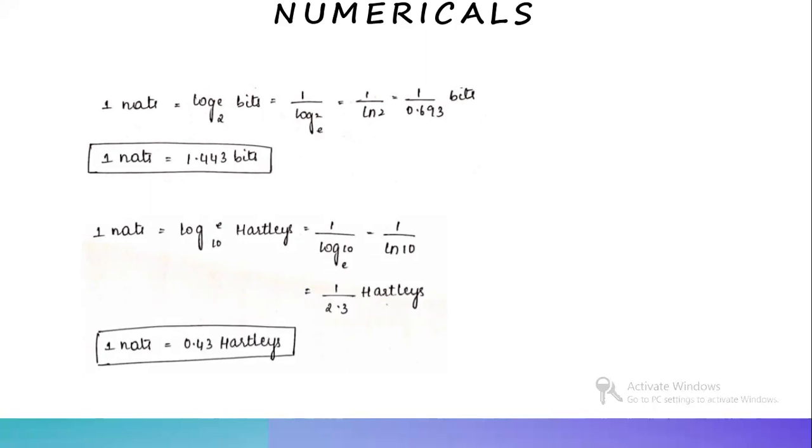Kindly remember these relationships and their values. Sometimes in numericals, they would ask you such questions. In such numericals, you need to substitute these values. They would ask you to represent bits in the form of nats, nats in the form of bits, Hartleys in the form of bits, or bits in the form of Hartleys. So for such numericals, you need to remember these values.